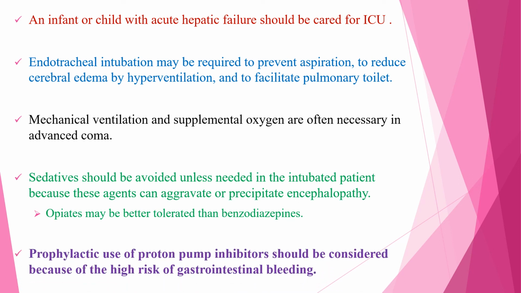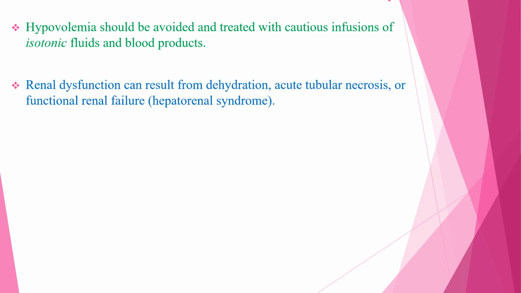Prophylactic use of proton pump inhibitors should be considered because of the high risk of gastrointestinal bleeding. Hypovolemia should be avoided and treated with infusion of isotonic fluids and blood products. Renal dysfunction can result from dehydration, acute tubular necrosis, or functional renal failure, that is, hepatorenal syndrome.